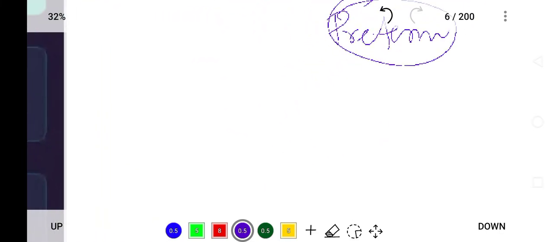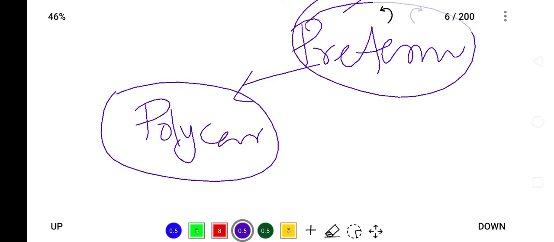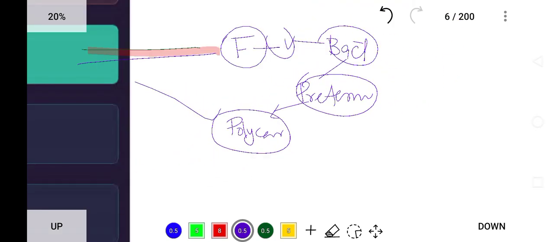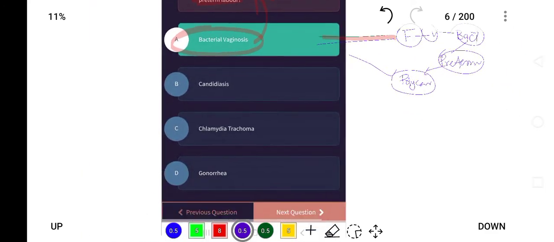Now, if we look at the causes of preterm labor, then polyhydramnios can be a cause of preterm labor. So polyhydramnios can be there in preterm labor, but if foul smell is there, then bacterial vaginosis is there.